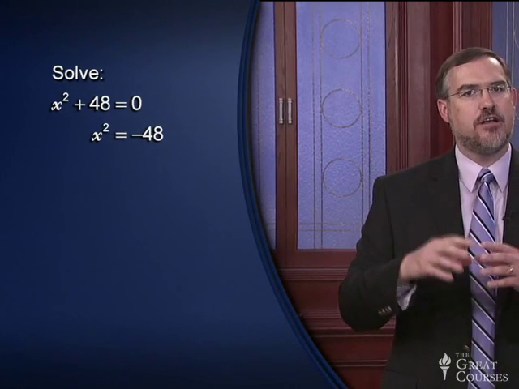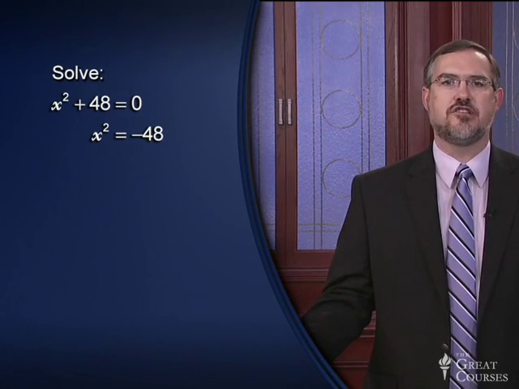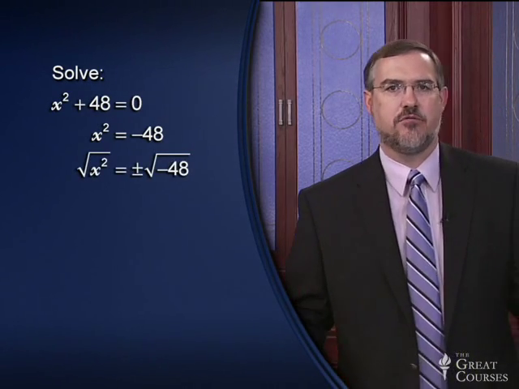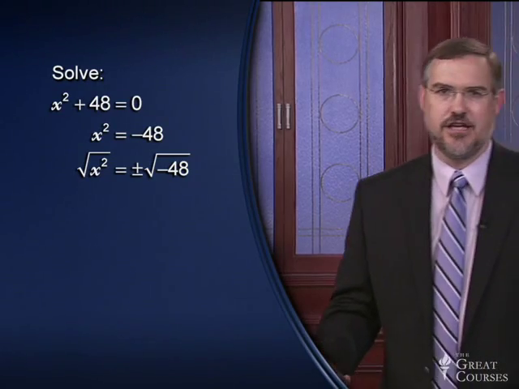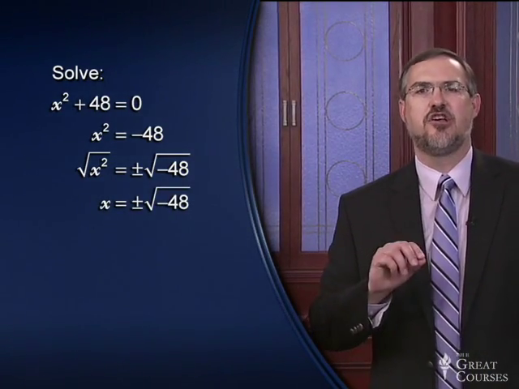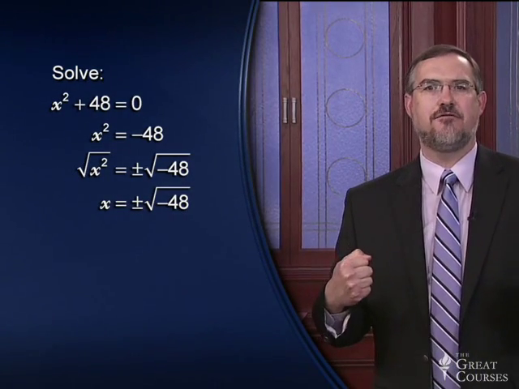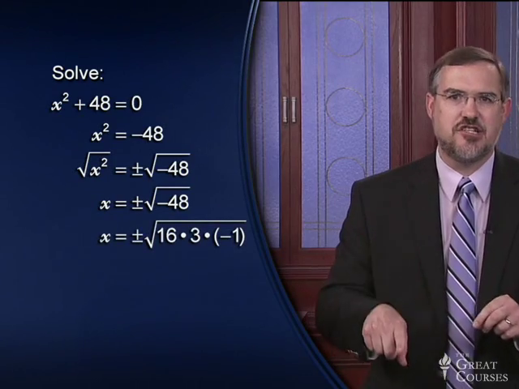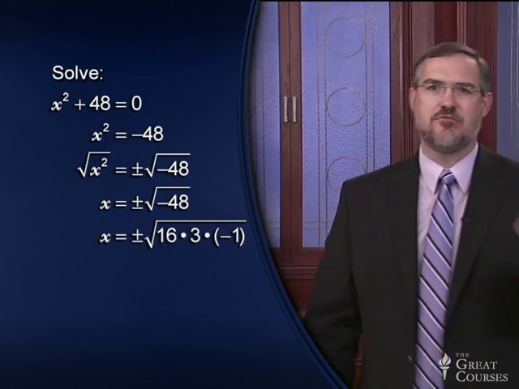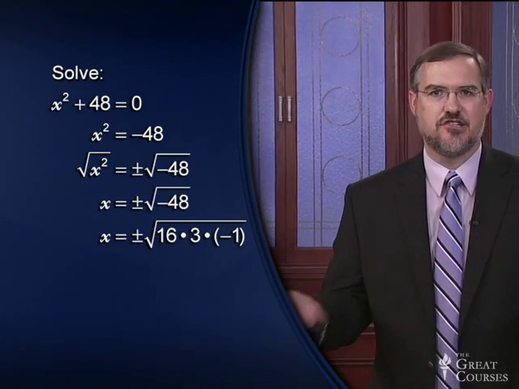I was at the point of x squared equals negative 48. I take the square root of both sides. So I have the square root of x squared equals plus or minus the square root of negative 48. The left-hand side becomes x. So I have x equals plus or minus the square root of negative 48. Now, split negative 48 up as 16 times 3 times negative 1. Think about it for a minute. 16 times 3 times negative 1 is negative 48.